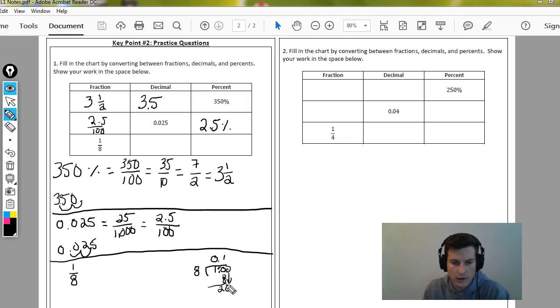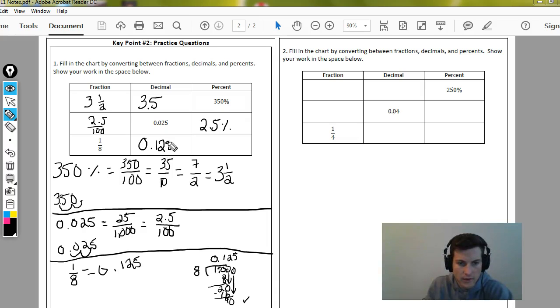Add a 0, carry it down. 8 goes into 20 2 times. Okay, 2 times 8 is 16. Subtract, you get 20 minus 16 is 4. Carry a 0. 8 goes into 40 how many times? 5, which gives us exactly 40, and there's going to be no remainder. So we use long division, and we said 1/8 is the same as 0.125, 125 thousandths. Okay, and when we write it out, it's going to look like this. 0.125.